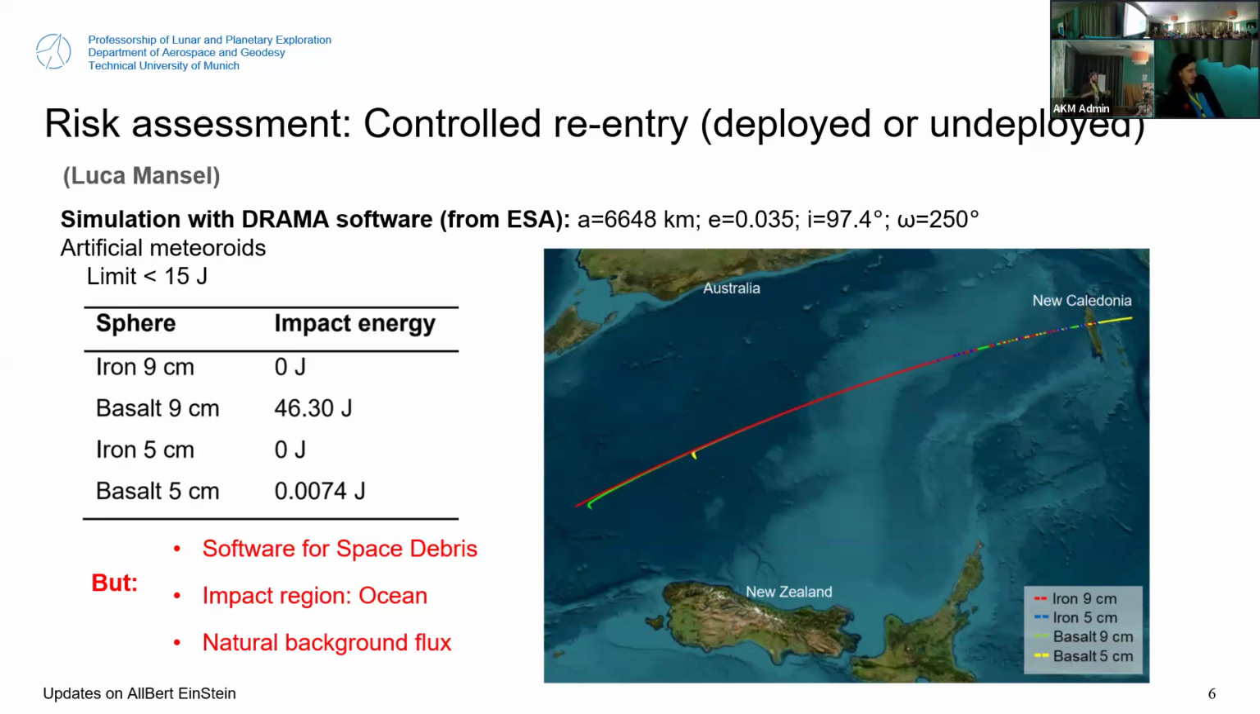We have done this for different cases. What happens if the deployment mechanism doesn't work? What happens if the orbit is too strong? Whatever, if the overburn is a bit later, and so on. And basically all the results are very, very similar, going in the same direction. So therefore, I don't show them here.